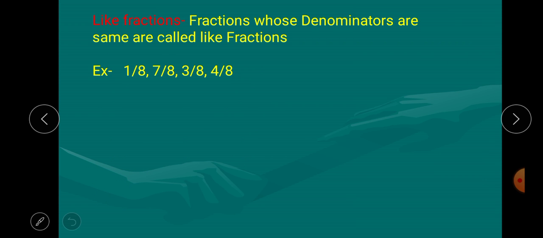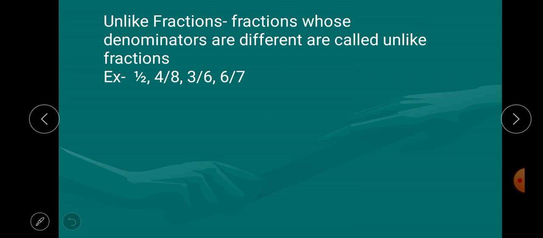Like fractions, fractions whose denominators are the same are called like fractions. So simply you can say here that 1 by 8, 7 by 8, 3 by 8 and 4 by 8 all are having the same denominator, 8. So these are like fractions. Unlike fractions, fractions whose denominators are different are called unlike fractions. Like 1 by 2, 4 by 8, 3 by 6 and 6 by 7 all are having different denominators. So these are called unlike fractions.